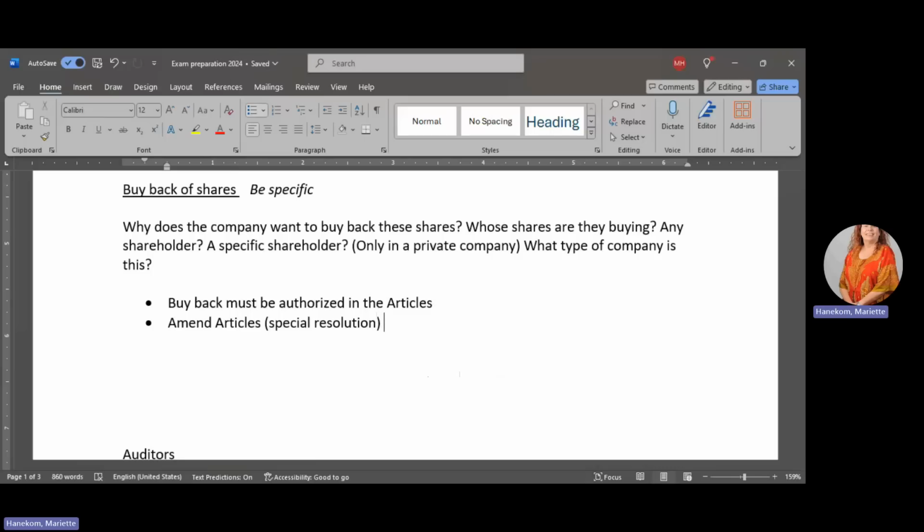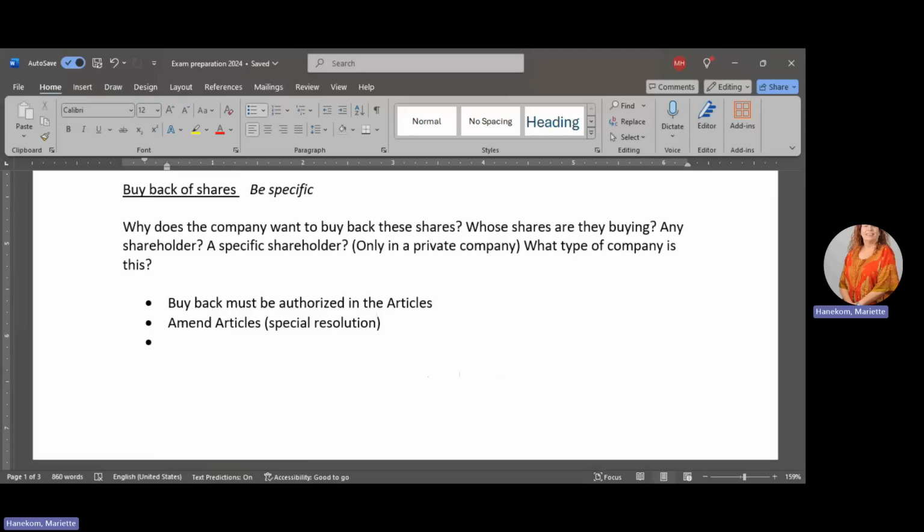Referring specifically to the articles here, if you're getting confused, remember, if in doubt, leave it out. If you say it must be authorized in the constitution of the company, you will absolutely get your marks as well. So the company must then first adopt a special resolution to amend the articles, if it's necessary. Once that has been done, in fact, for practical reasons, but this isn't in the notes, I'm just telling you, they don't have to have 2 meetings. Both these procedures can be done at the same meeting of shareholders.